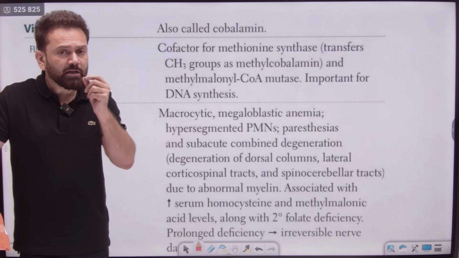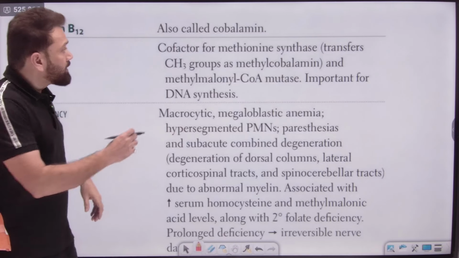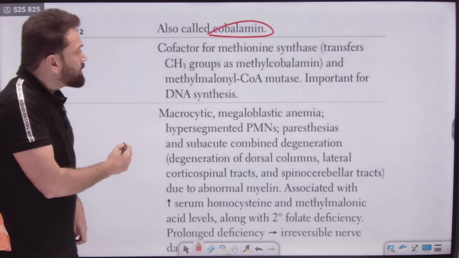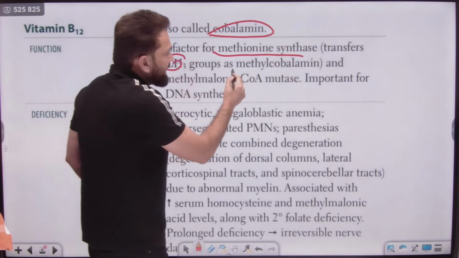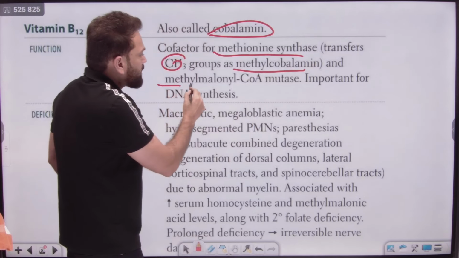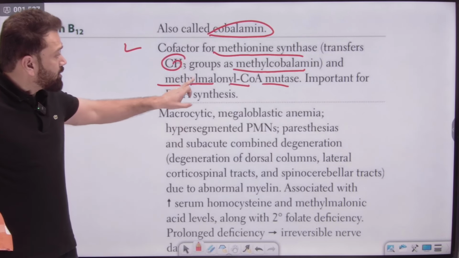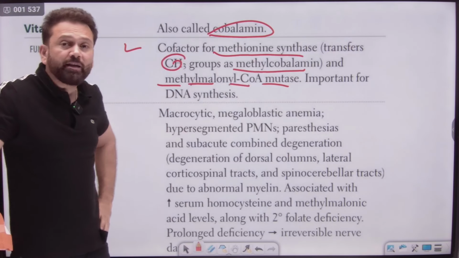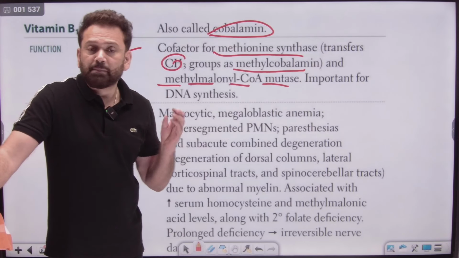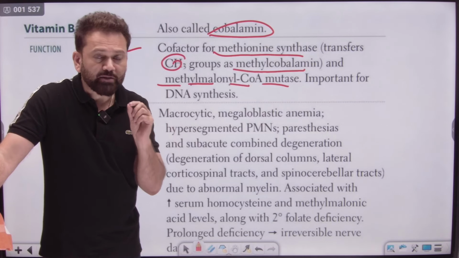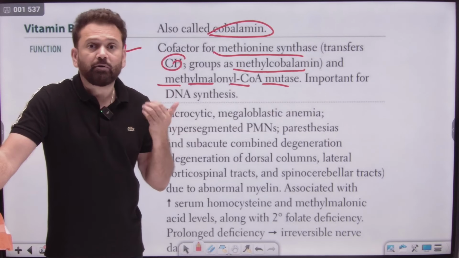For example, if someone asks about B12, this much should come to your mind automatically, in reflex. What are the points? Number one, they are called cobalamin. Number two, they are cofactors for methionine synthase. It transfers a methyl group as methylcobalamin, and methylmalonyl coenzyme A mutase. So it is a cofactor for 2 enzymes: number one is methylmalonyl coenzyme A mutase and the other is methionine synthase. If you remember your biochemistry, methionine is formed from homocysteine in the presence of B12. B12 is required as a cofactor, and if it is absent, homocysteine will increase, and that is not good for our heart.